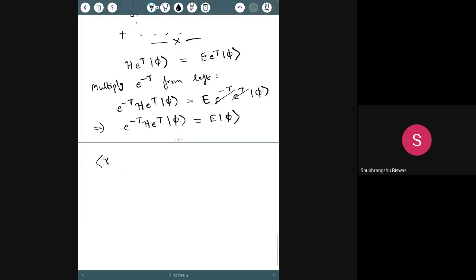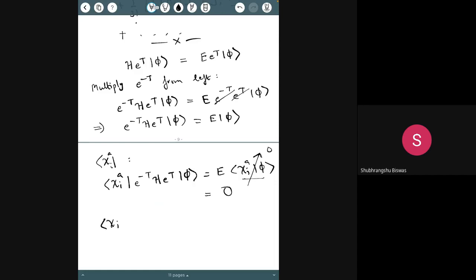And now I left project with an excited determinant. Now this can be a singly excited determinant or a doubly excited one. So if I do it with a singly excited, then I get chi i to a, phi, E chi i to a, phi. Now remember that by intermediate normalization, this overlap is 0. So this is basically 0. Similarly, if you do a left projection with the doubly excited determinant, you get chi ij ab, e to the power minus t h e to the power t, phi equal to 0.